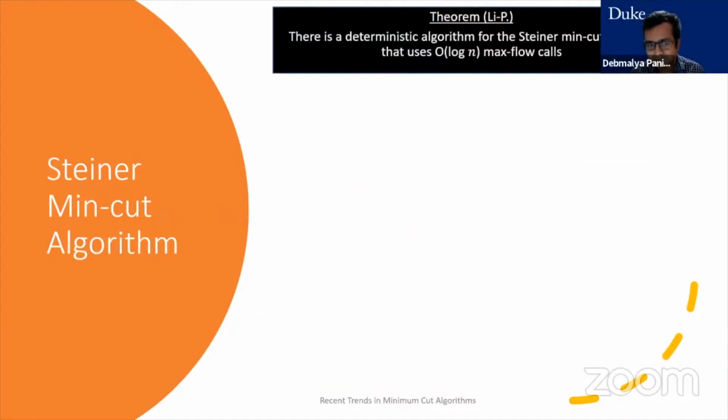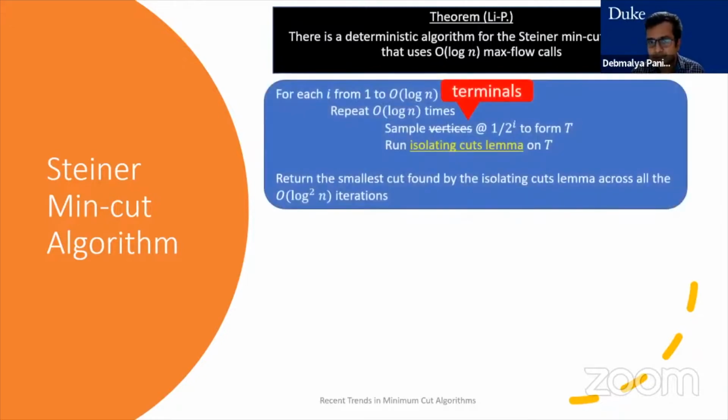Okay. And here's a very simple Steiner min cut algorithm using the isolating cuts lemma. In particular, the result that we get is that there's a deterministic algorithm for this problem that uses log n max flow calls. Now, I'm not going to give you the deterministic algorithm because it again involves this de-randomization, which is kind of complicated. But here's a simple randomized algorithm. And as I said, there was nothing known even if you allowed randomization.